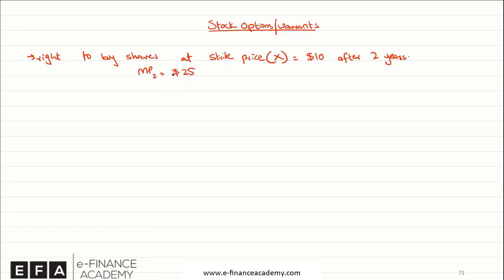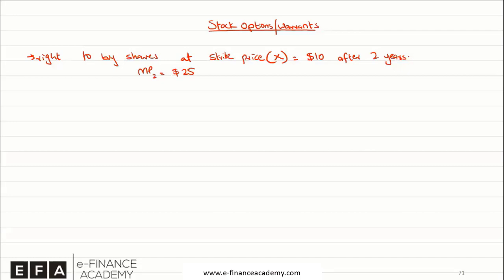Now, if it's worth $25 and the employee has the right to buy the shares at $10, of course, the employee would be happy to exercise it because the employee only has to pay $10. The employee can pay $10, take the share and sell it in the market for $25. So this is what we have so far understood.